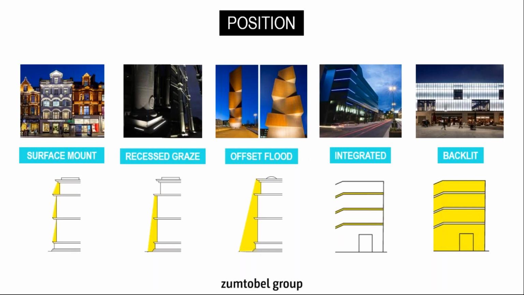Are we going to have an offset flood where we're coming away from the building and providing that uniform lit effect or picking architecture out? Are we integrating or are we backlighting? So my point here is that, yes, you can see that there are different lit effects for different positions. And we'll come on to layering in a little while, in terms of you don't just have to pick one type. We can layer this up a little bit.